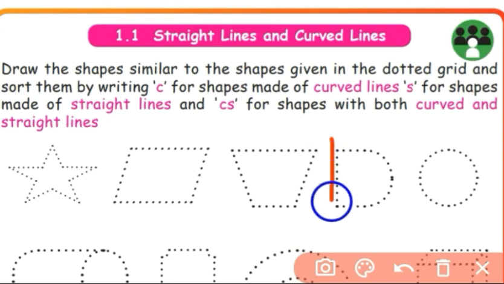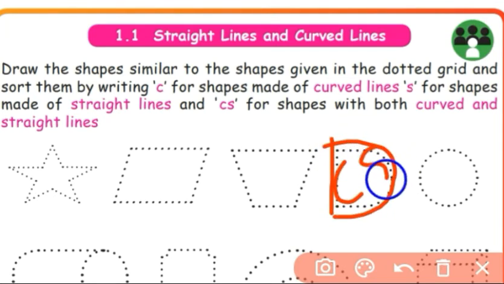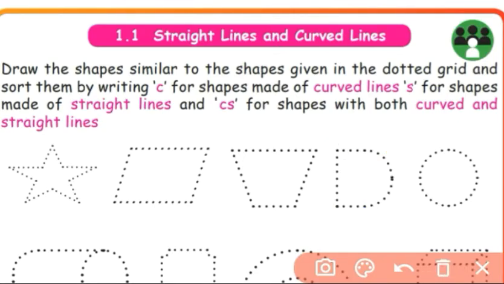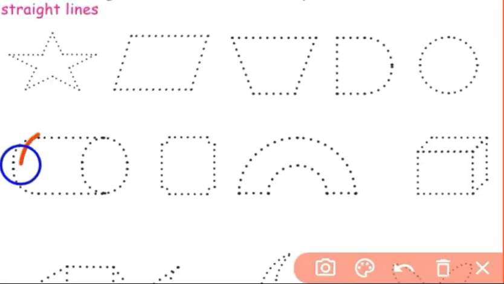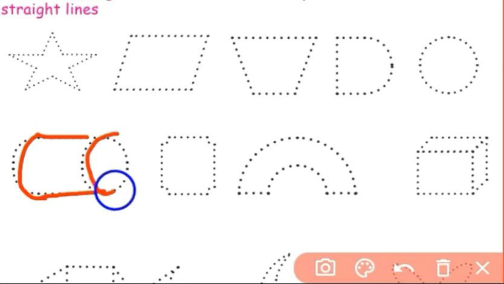Next, straight line and one curved line. So you have to write here CS. Both curved and straight line shape. Next, curved line. So you have to write here C. See next, curved line, straight line, again curved line. So you have to write here CS.